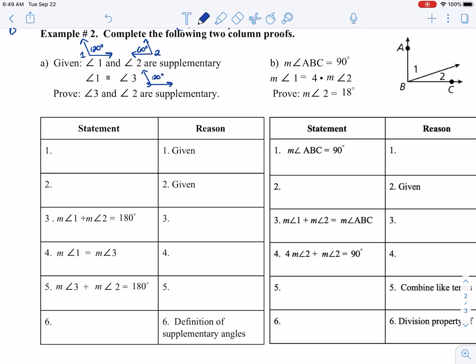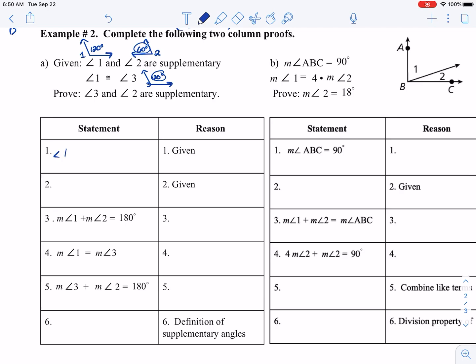Okay. We're trying to prove that 3 and 2 are supplementary. It might be obvious in here you could see, oh, 3 and 2, 60 and 120, those are supplementary. That's okay, we want to put out a two-column proof and list every single statement with a justified reason.